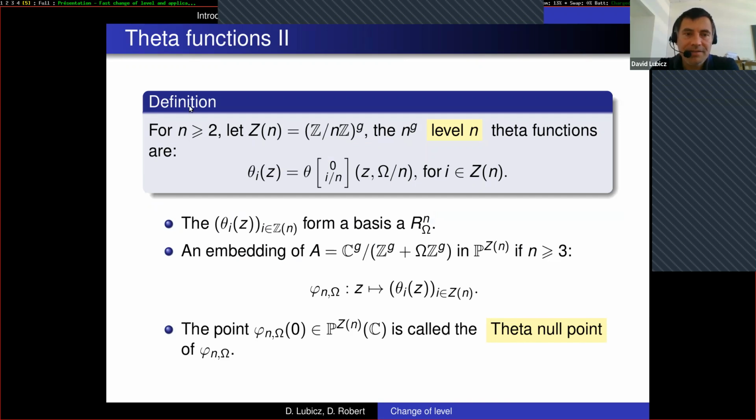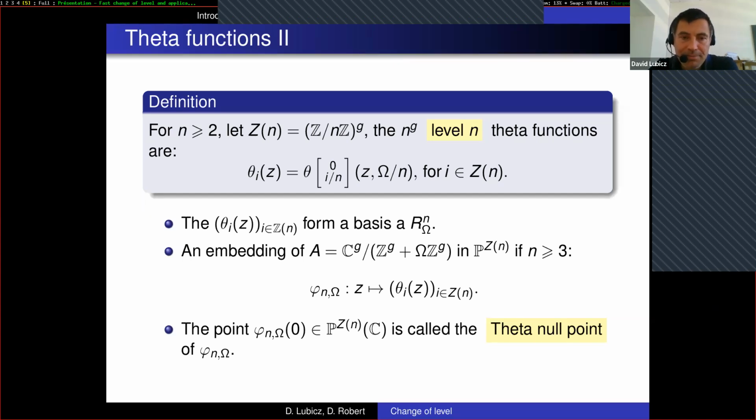This is my definition for n greater than or equal to 2. We can consider the n^g level n theta functions, which are denoted by theta_e of z, and which are defined with the help of theta functions with rational characteristic.